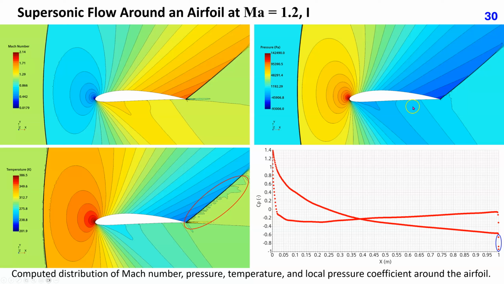These three plots show predicted contours of Mach number, pressure, and temperature. The Mach number reaches a maximum value of 2.14 ahead of the shock at the trailing edge. The temperature rises by 86.5 Kelvin at the leading edge and reduces by almost 100 Kelvin ahead of the shock at the trailing edge. The pressure coefficient varies smoothly along both suction and pressure sides of the airfoil.